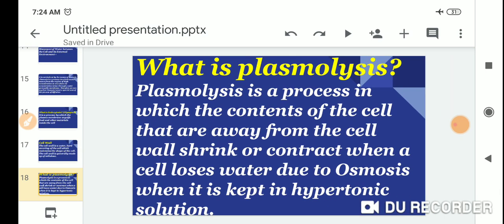What is plasmolysis? Plasmolysis is a process in which the contents of the cell, away from the cell wall, shrink or contract when a cell loses water due to osmosis when it is kept in a hypertonic solution.